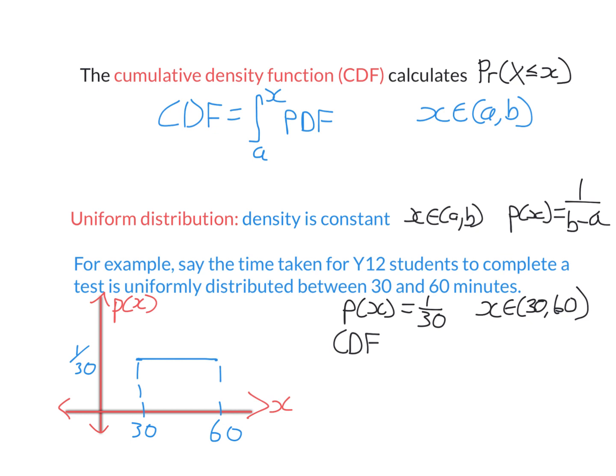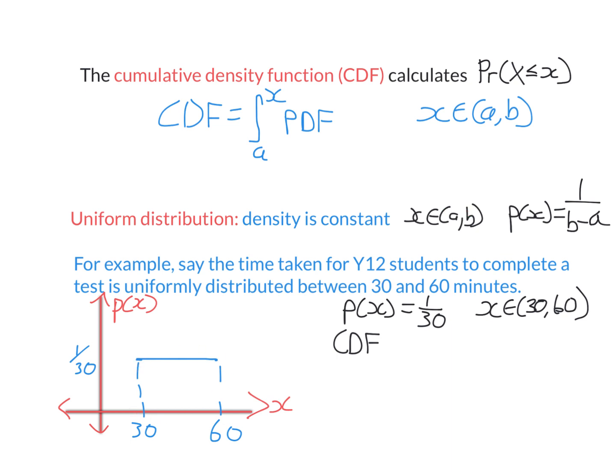So let's look at an example. The uniform distribution is probably the simplest continuous distribution. So here X is between two values A and B, and the PDF is just 1 over (highest value minus lowest value). For example, let's say the time taken for year 12 students to complete a test is uniformly distributed between 30 and 60 minutes. So here B is 60, A is 30.